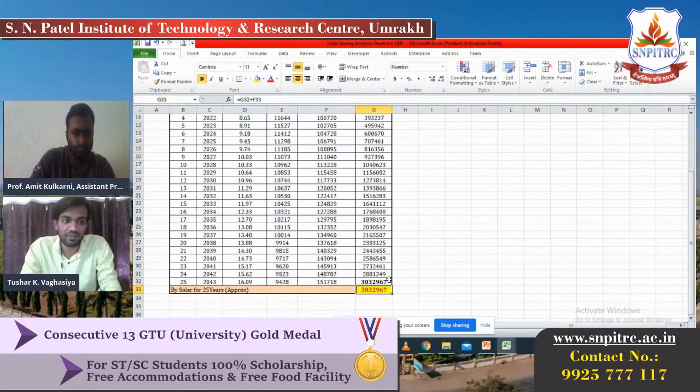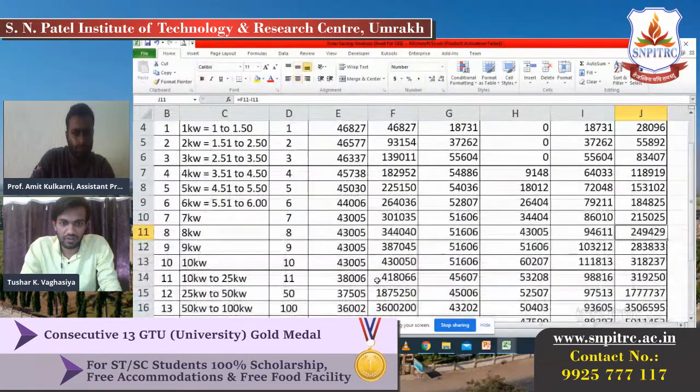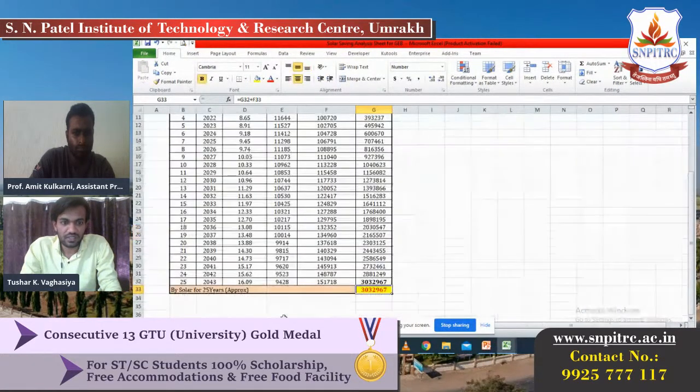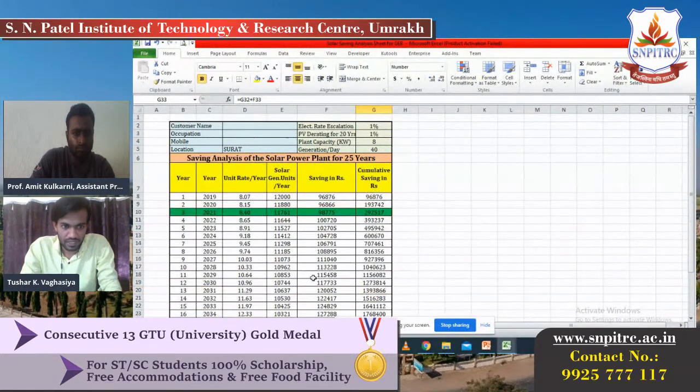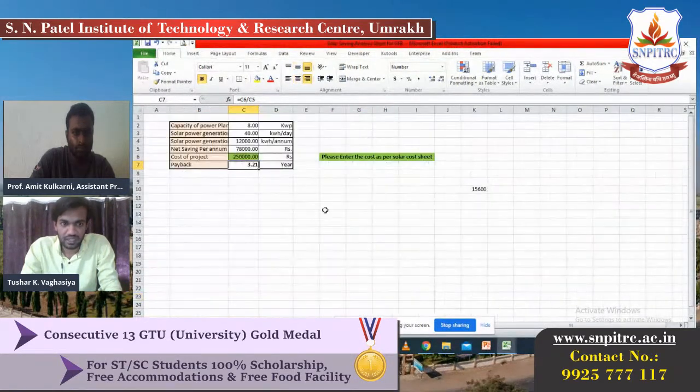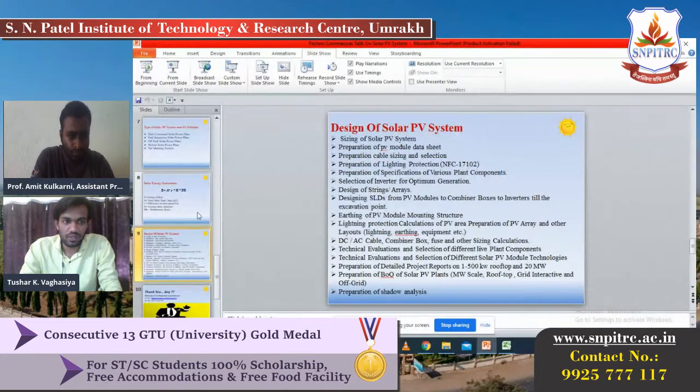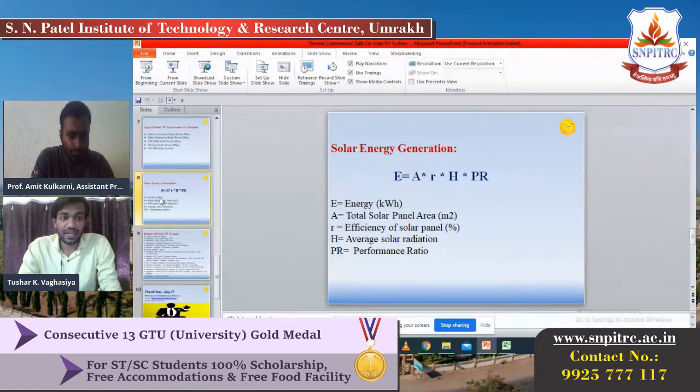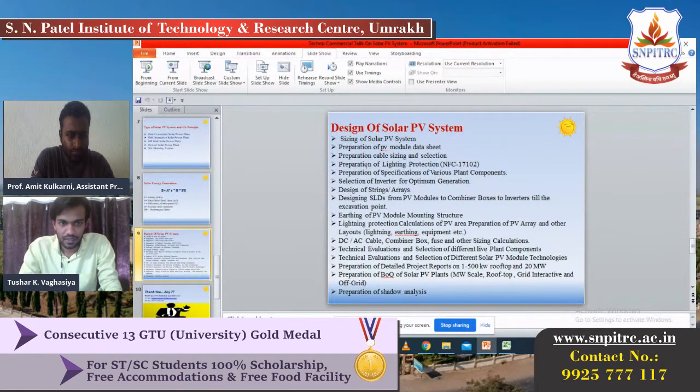And you will get more, your saving will be 30,32,967 after the 25 years, if you just invest 2 lakh 49,000 rupees, right? So here is the practical calculation. That is the technical as well as commercial part of it, right? So you can check your electricity bill, and as per your requirement, you can also design the solar power plant.